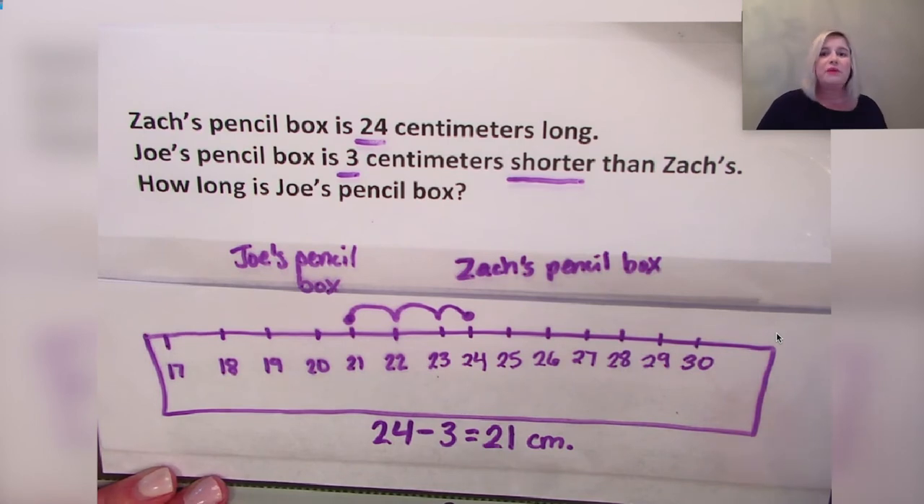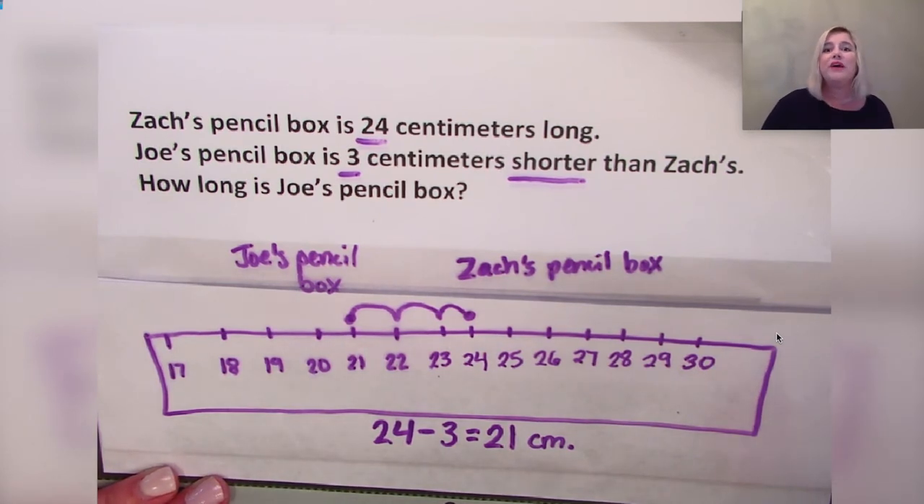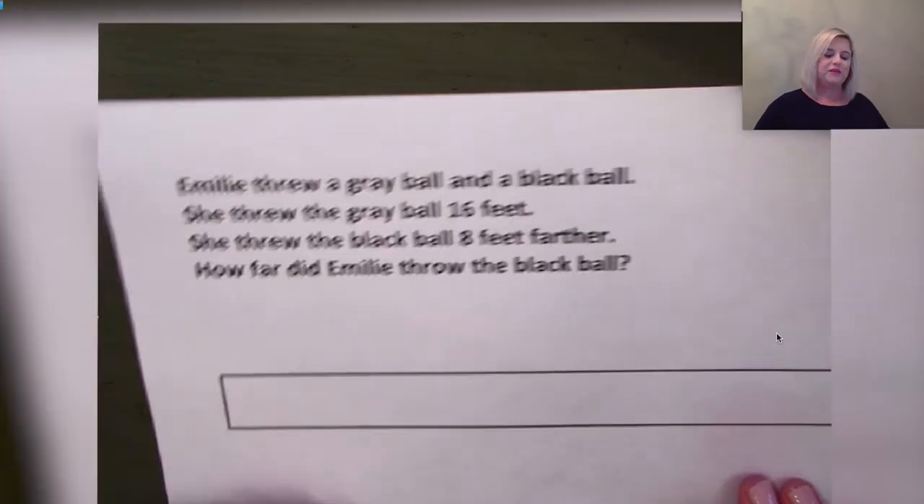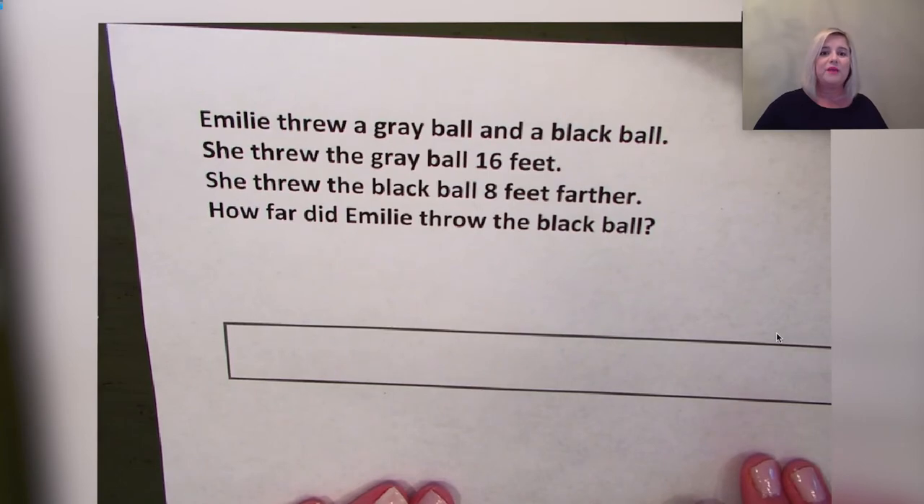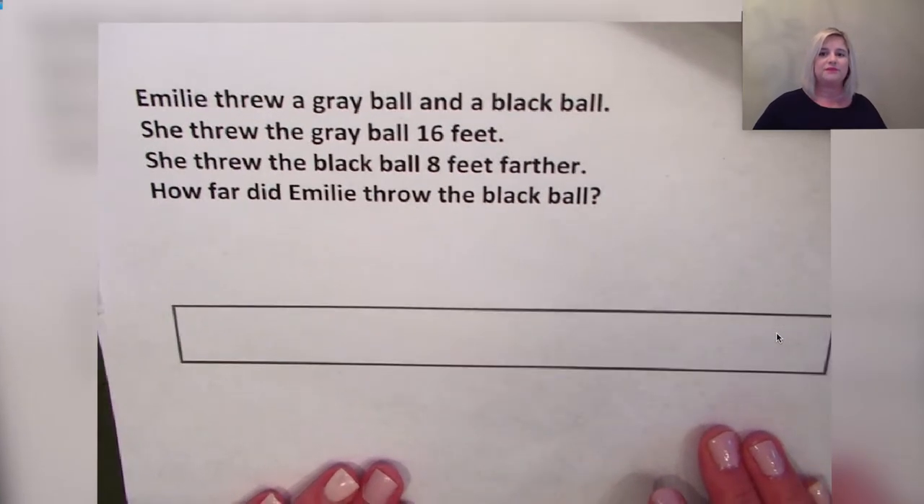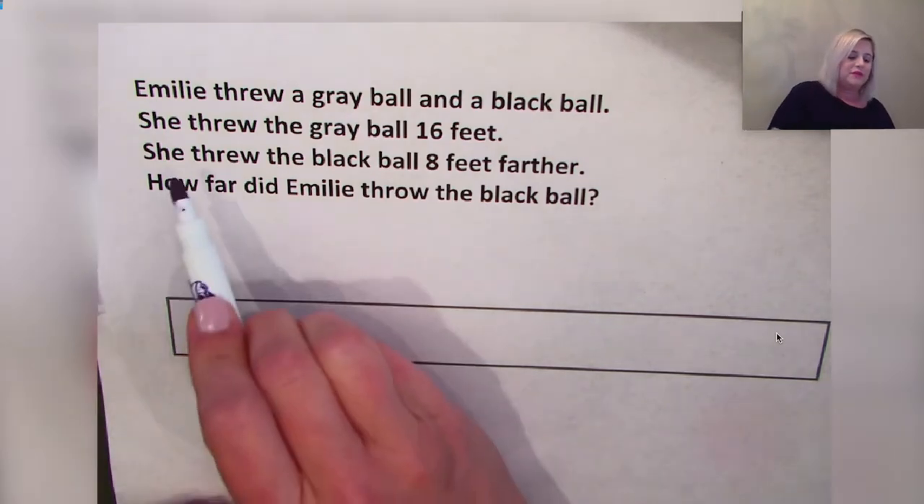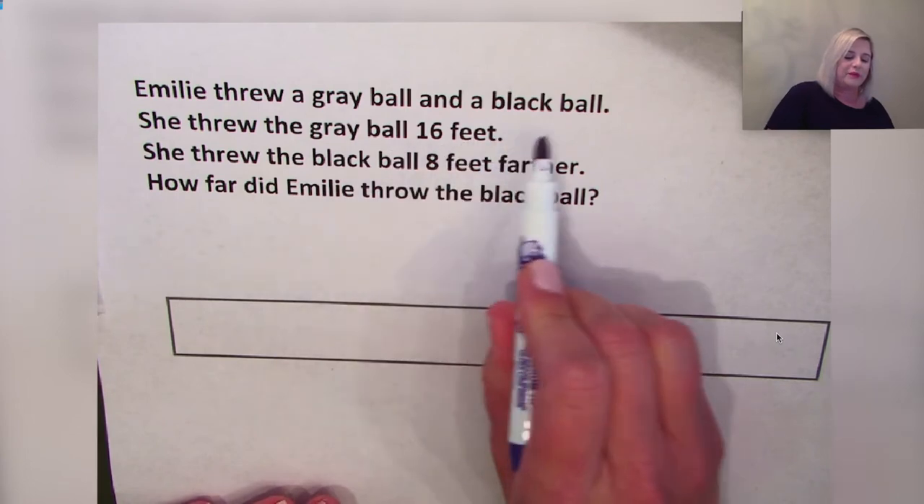So we just compared Zach and Joe and their pencil boxes. But now we're going to talk about Emily, and we're going to help Emily solve her problem. So Emily is throwing a ball. Emily threw a gray ball and a black ball. Okay. So we know that she threw 2 different balls. Let's read it together. Emily threw a gray ball and a black ball.